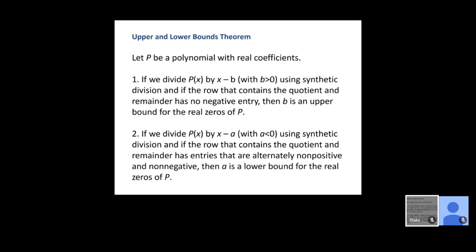Now, number 2 says, if we divide by some other factor using synthetic division, and what we get in the quotient row alternates non-positive and non-negative. And again, we can't just say positive and negative because zeros could be in there also. But if it alternates non-positive, non-negative, then A is a lower bound, and we know there's no reason to test anything smaller than that value. So again, this narrows down our list so that we don't have to test every single value on that list if we can find these upper and lower bounds.